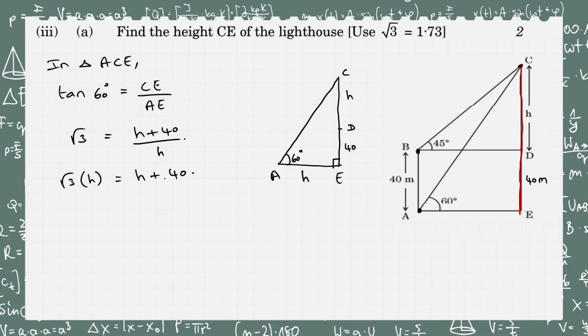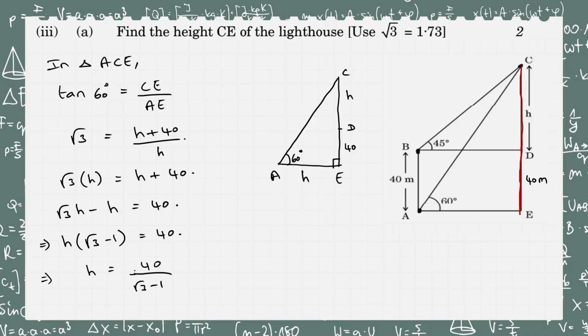So we need to find the value of H, otherwise we can't continue. So root 3H minus H equals 40. That implies H into root 3 minus 1 equals 40. That implies H equals 40 divided by root 3 minus 1. See, we can't continue further because we need to do the rationalization, right? So multiplying by the rationalizing factor of the denominator, which is root 3 plus 1, both in the numerator and denominator, we get this, right?